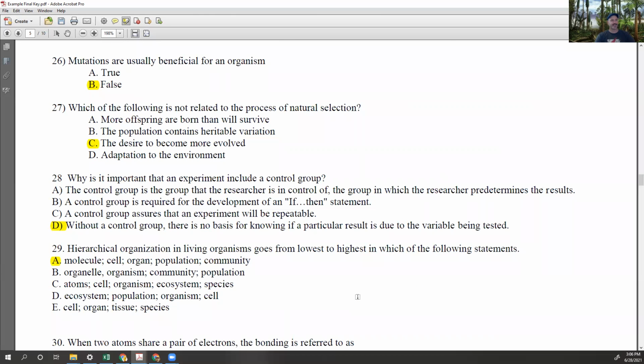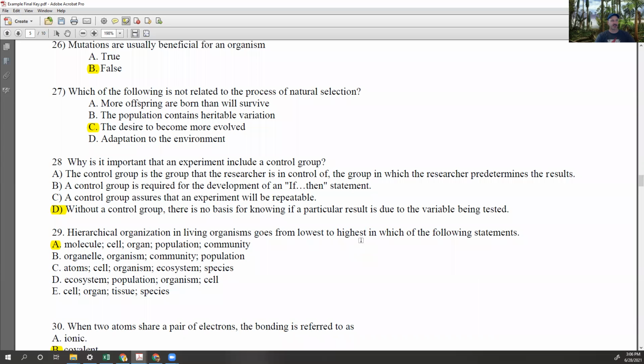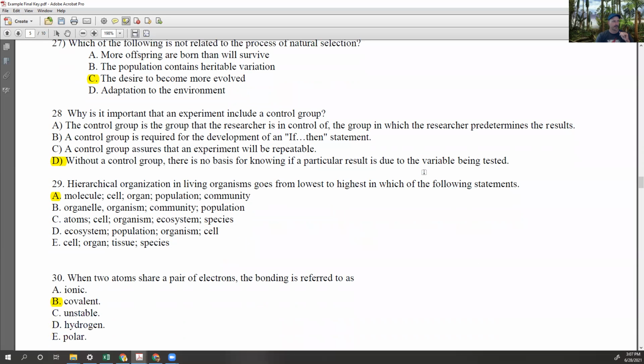Which of the following is not related to the process of natural selection? The best answer there is C, the desire to become more evolved. That doesn't even really mean anything. So the desire to become more evolved is not a reason for evolution. So adaptation to the environment, absolutely. The population has heritable variation. Yeah, you have to have that for evolution to happen. More offspring are born than will survive. Yeah, that has to happen as well.